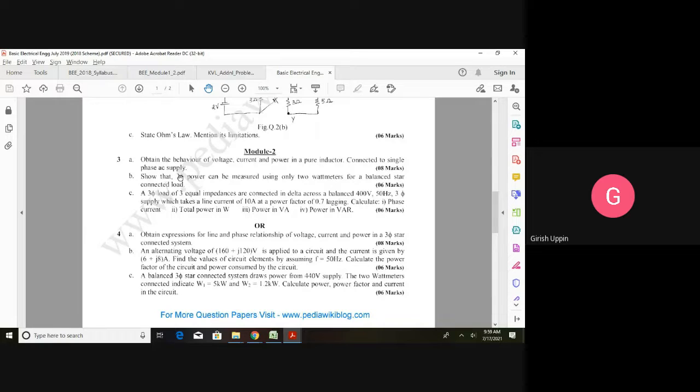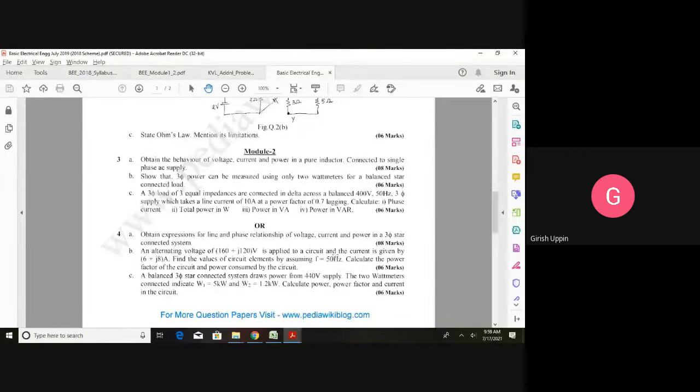Show that three-phase power can be measured using only the 2 wattmeter method for a balanced star connected load. You can see here, 6 marks, very easy. Then there is a three-phase load connected in delta, and we will solve a few problems so that you will understand how we can solve this. This is very simple, and you can easily score this complete 6 marks.